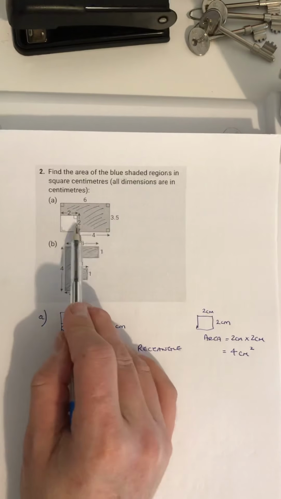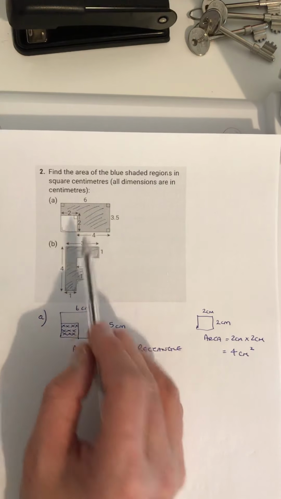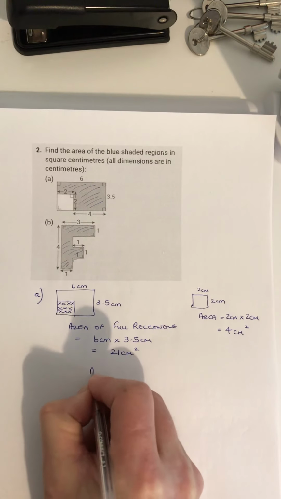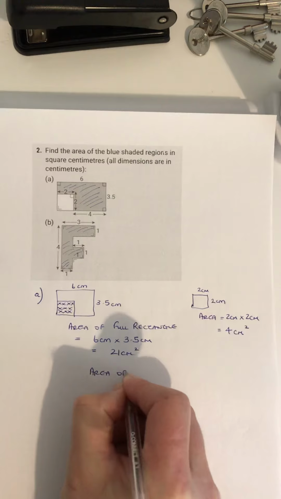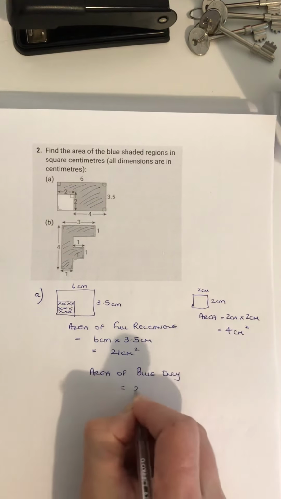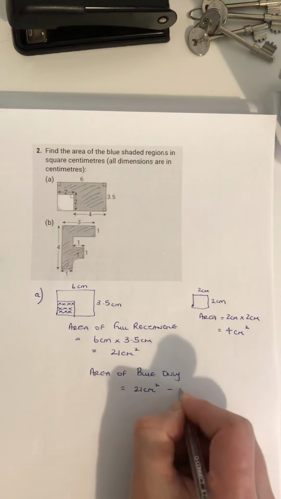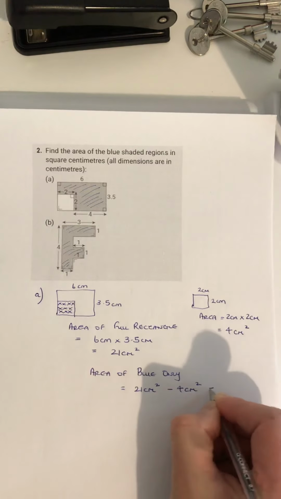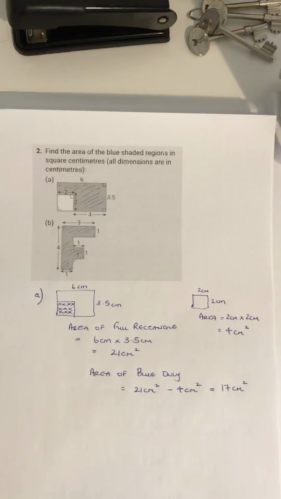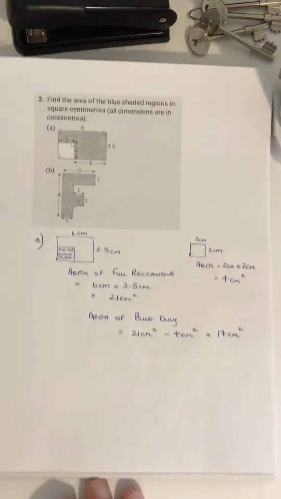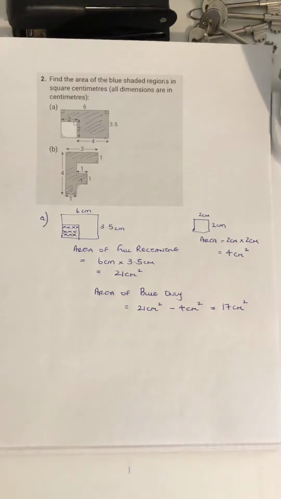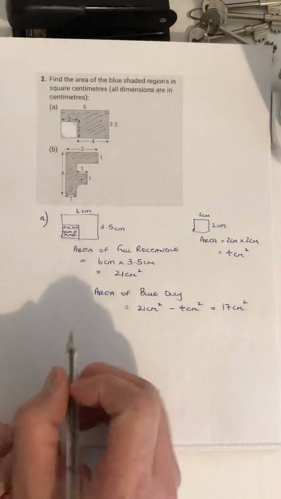But do I want to include this with the blue? And the answer is no. So what I need to do next is the area of the blue only will be equal to 21 centimeters squared minus the 4 centimeters squared, giving you a total of 17 centimeters squared. Okay? So it's splitting it up into shapes for you and then taking away or adding on maybe. Now the next one is a bit more tricky, right?